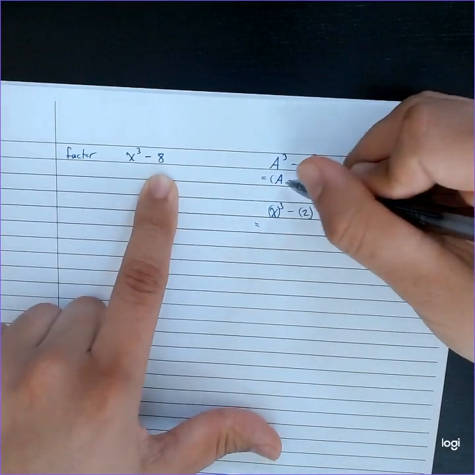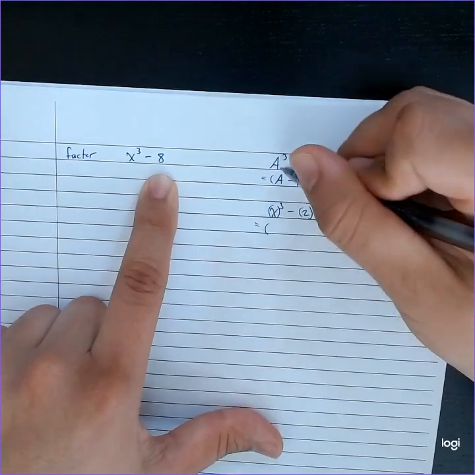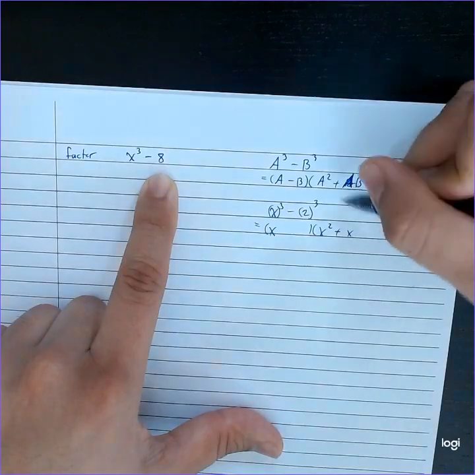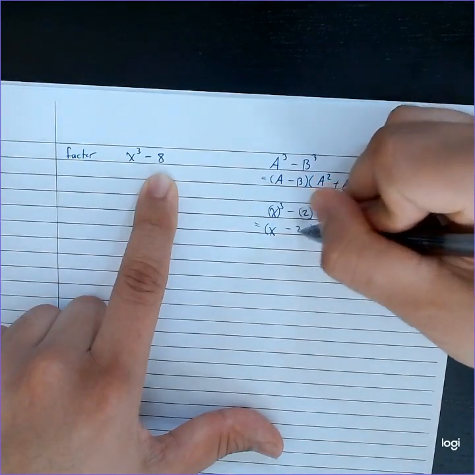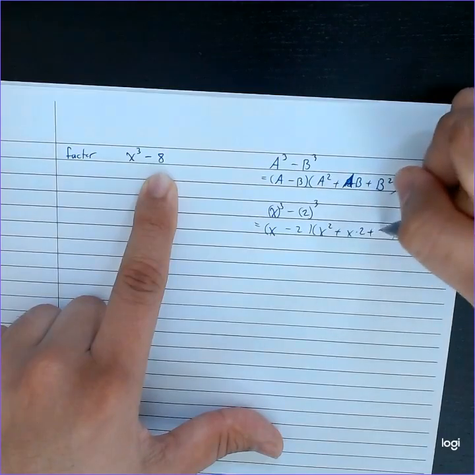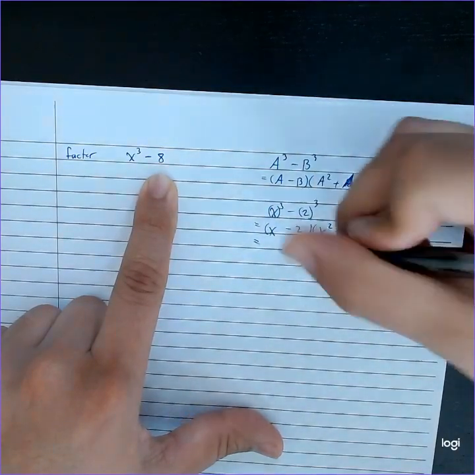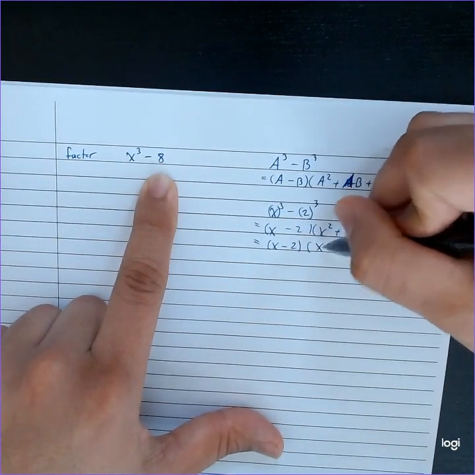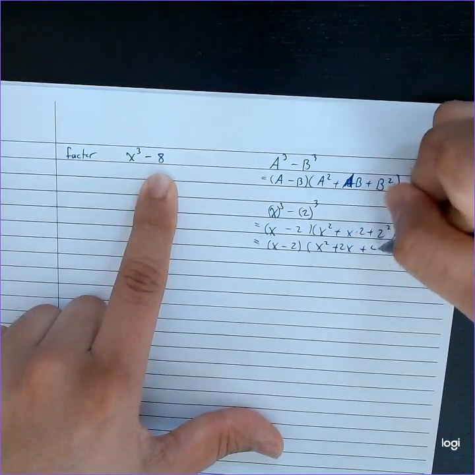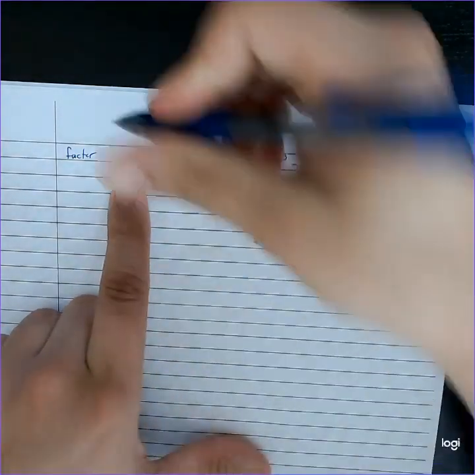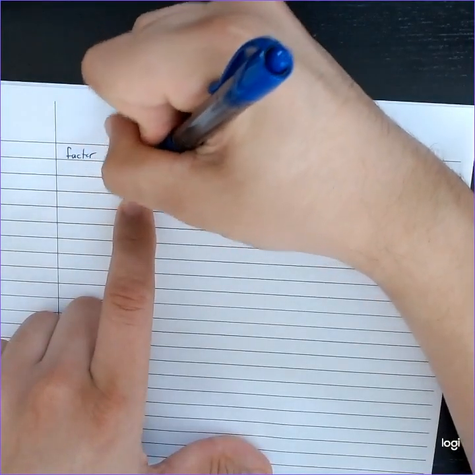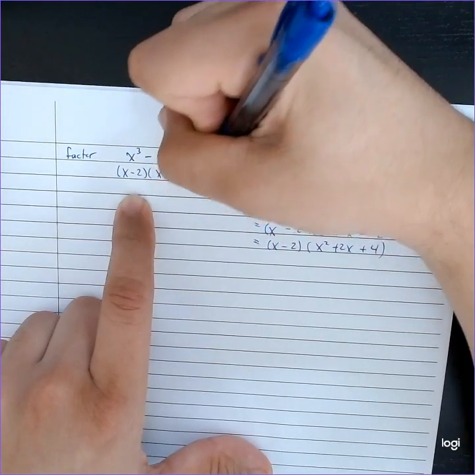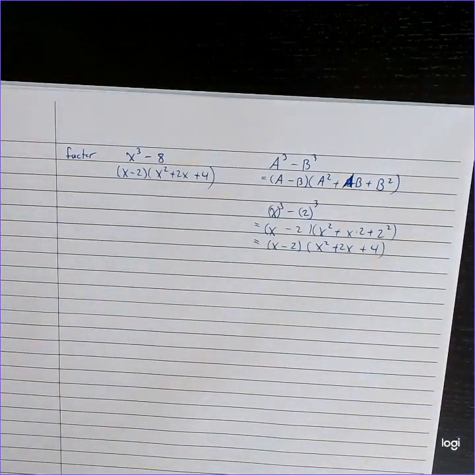And so now all we would do is plug those numbers in here. Anywhere we see an a, we're going to put an x, and anywhere we see a b, we're going to plug in a 2. And I can go ahead and clean that up a little bit. I can write that as x minus 2, and I can write that as x squared plus 2x plus 4. So now this is factored as x minus 2 times x squared plus 2x plus 4. Just like that. All right, so far so good.